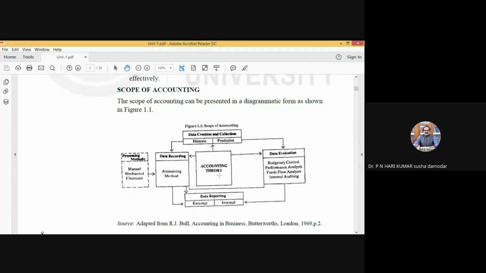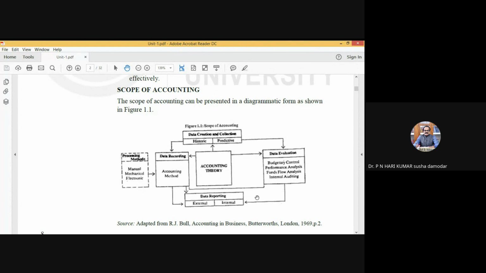And there is data evaluation: budgetary control, performance analysis, fund flow analysis, internal auditing. We will discuss these four concepts later. And finally, data reporting. Data means information. Such information shall be reported and used by the stakeholders. For that purpose, the language of business, the accounting system, is used.